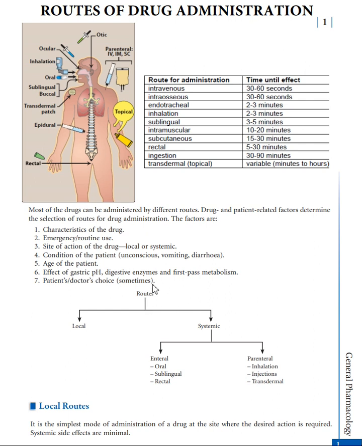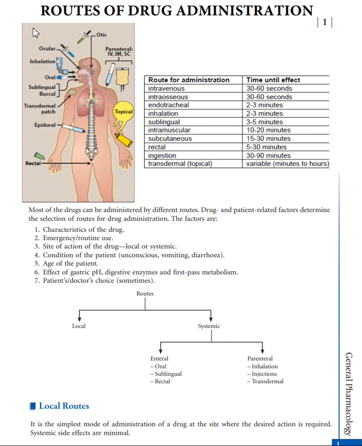Now, in the routes, we have two broad classifications: local route and systemic route. The systemic route is further divided as enteral and parenteral. In enteral, we have subclassification as oral, sublingual, rectal, and in parenteral, we have inhalations, injections, and transdermal. The systemic classification of routes we are going to see in the next video. Here we'll be talking about the local routes.